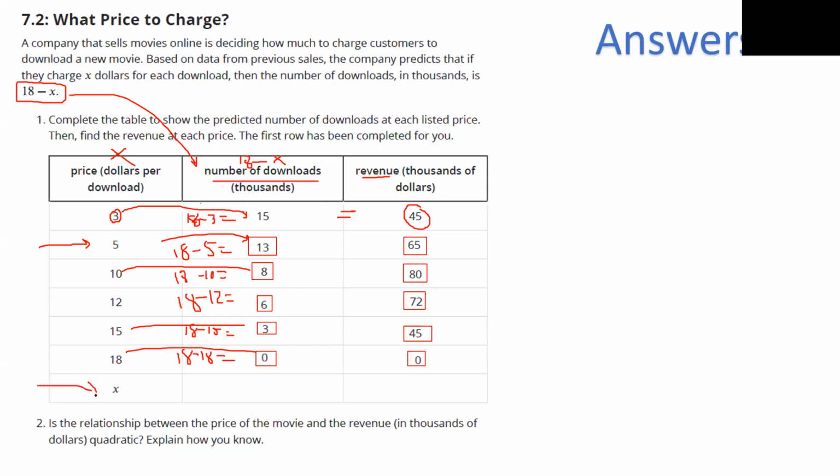Now, I want you all to try to figure out what would be the number of downloads and the revenue if the price was x dollars per download. Go ahead and do that now. Okay, so now that you had a chance to do this, if you just follow this pattern, we can see that we are subtracting 18 minus x. x is the price in dollars per download. So that means 18 minus all of these values.